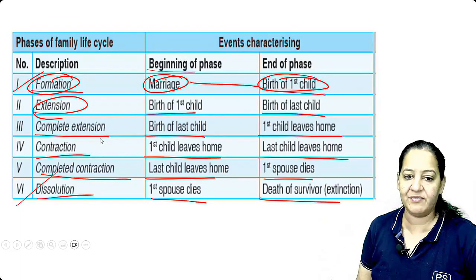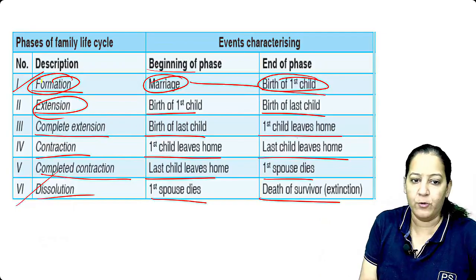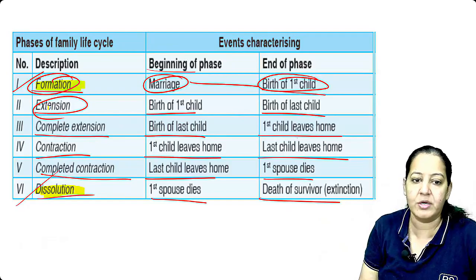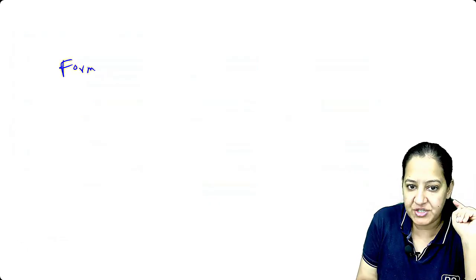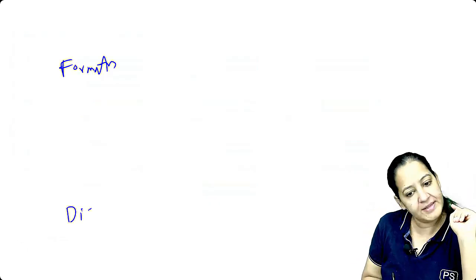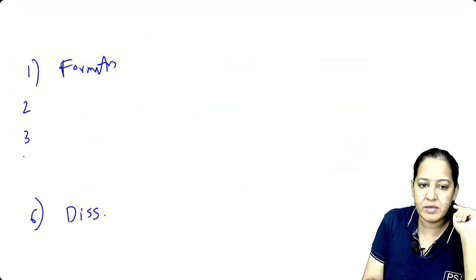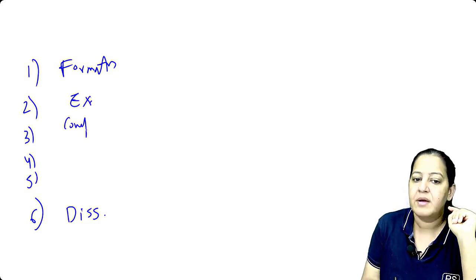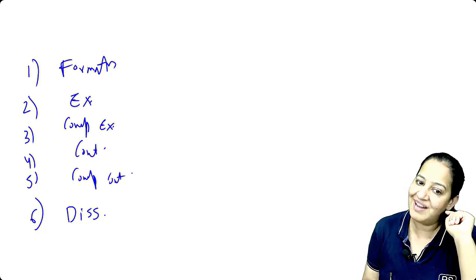Can you please enumerate the 6 phases? Can you please first read it? Formation. It's very easy. Let me help you. Formation, dissolution. Start with formation, complete with dissolution. After that, extension, complete extension, contraction, complete contraction. Say what are the 6 phases in a family? Start with formation and finally end on dissolution. This is 1, this is 6. What is 2, 3, 4 and 5? Extension, complete extension, contraction, complete contraction, and finally dissolution.